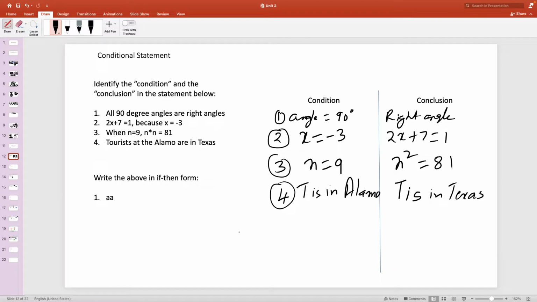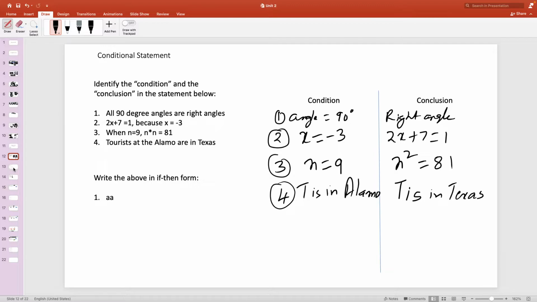Now it becomes very simple. Now that you have identified the condition and conclusion, I'm not going to write it, I'm just going to read it. So if angle is 90 degrees, then angle is a right angle. That's the first one. The second one is if x is equal to minus 3, then 2x plus 7 equals 1. The next one is if n is equal to 9, then n square is equal to 81. The last one is if a tourist is in the Alamo, then the tourist is in Texas, right? That's how you can convert a conditional statement into an if-then form.